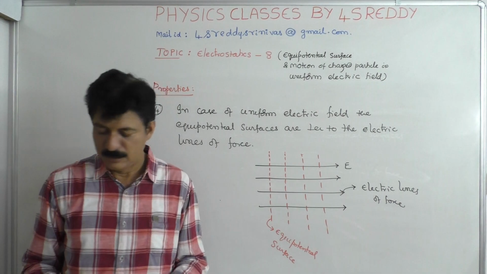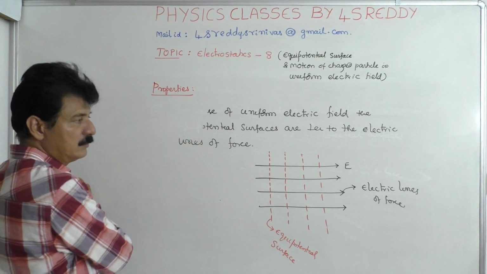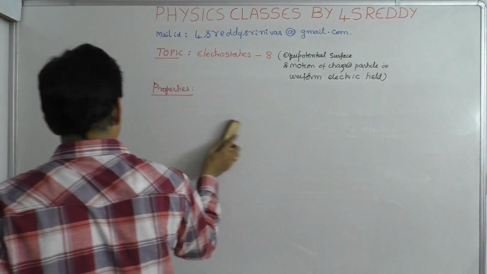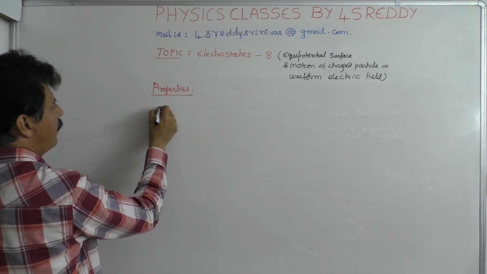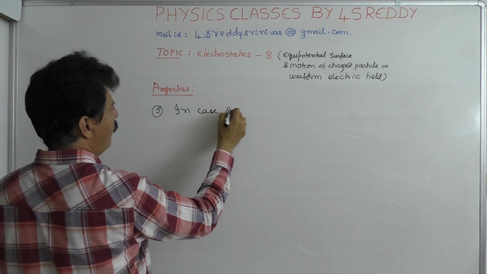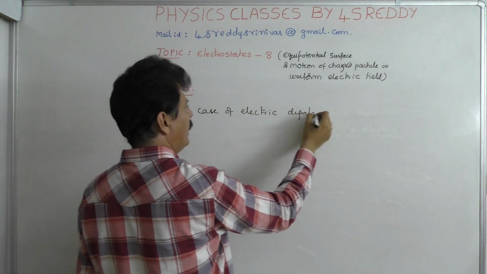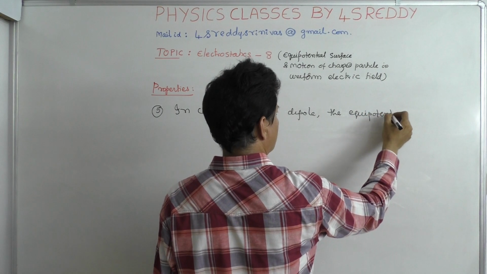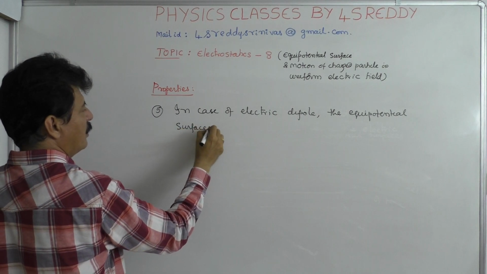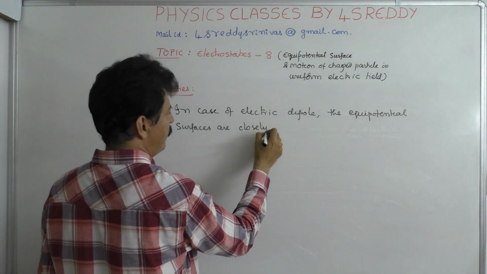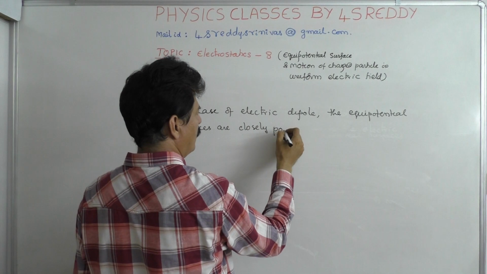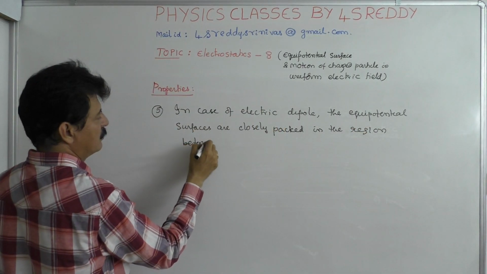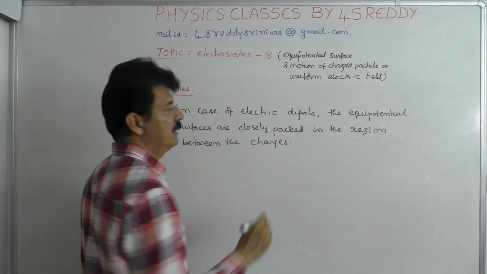And another point, point number 5. The fifth one is, in case of an electric dipole, the equipotential surfaces are closely packed in the region between the charges.